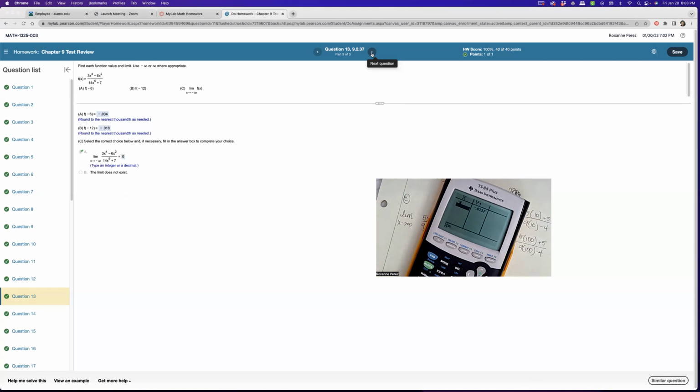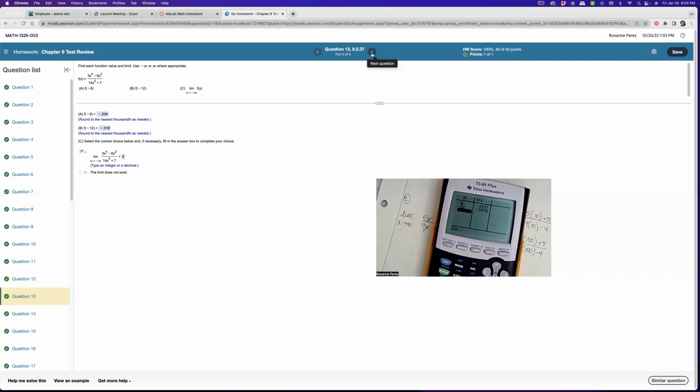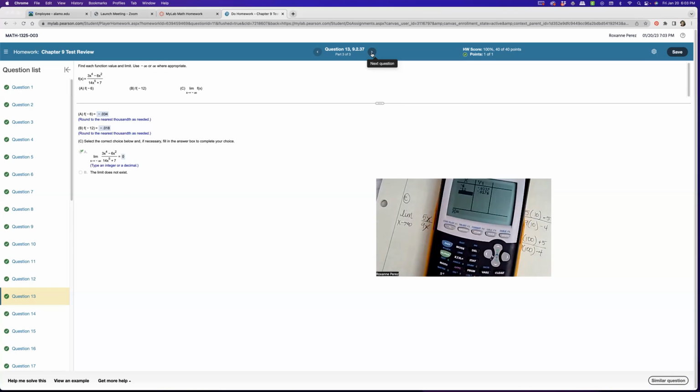Part B, we're being asked to evaluate at -12. So we type in -12, hit enter, and our y value is -0.018 rounded to the thousandth place. Okay, and the same thing for part C. We're being asked to evaluate the function as the limit approaches -infinity. So I'm going to type -1 million. And this is telling me that this is an infinitesimally small value. So this value is approaching 0.